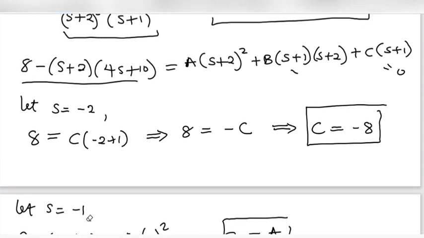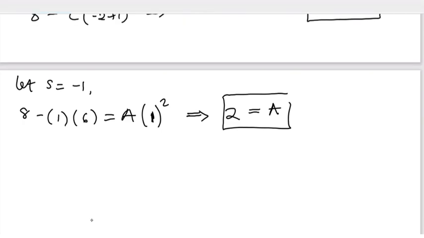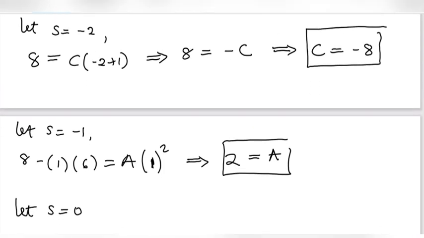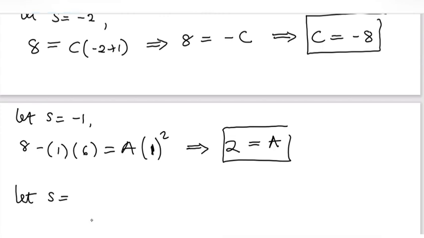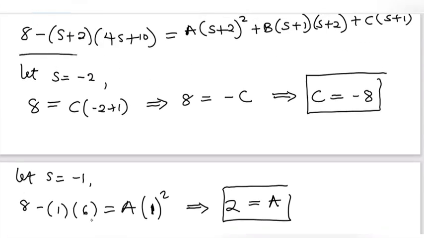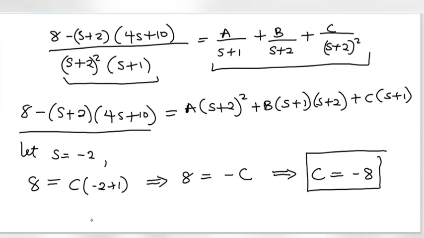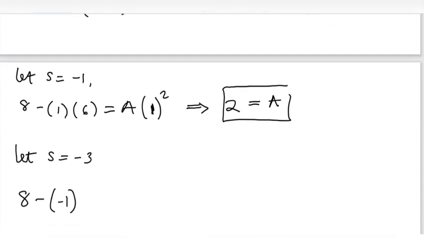So I'm going to wipe this off a little bit, and here we'll make another assumption. Let s be equal to 0. Or we could just use any number there, it doesn't really matter. Let s be equal to, let's say, -3. If we do that, on this side we're going to have 8 minus (-3 plus 2), which is -1, and the next term is 4 times -3, which is -12, plus 10, which gives you -2.